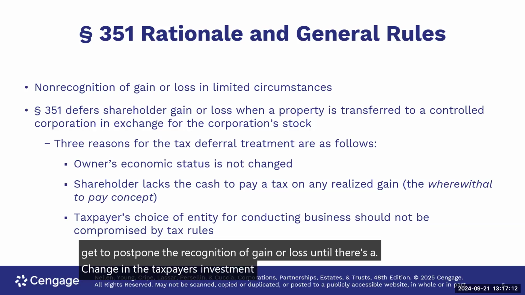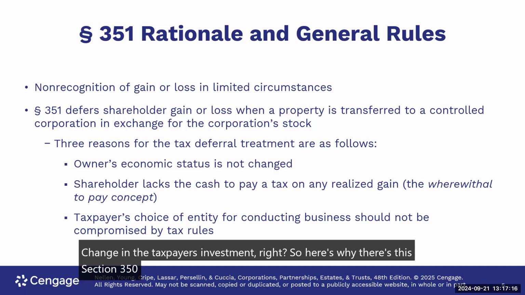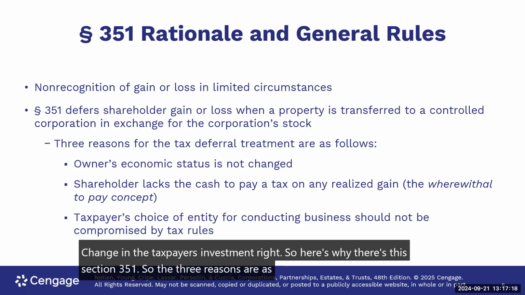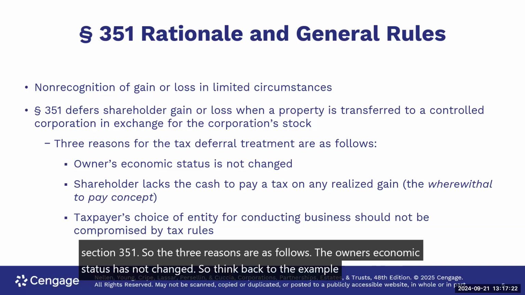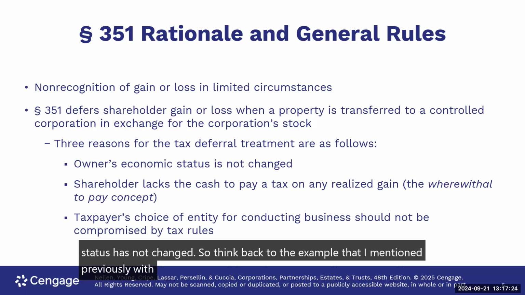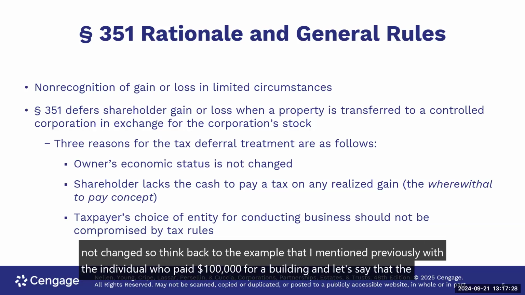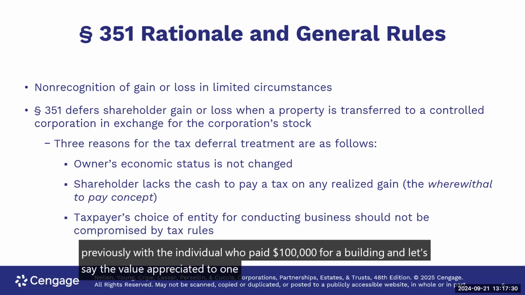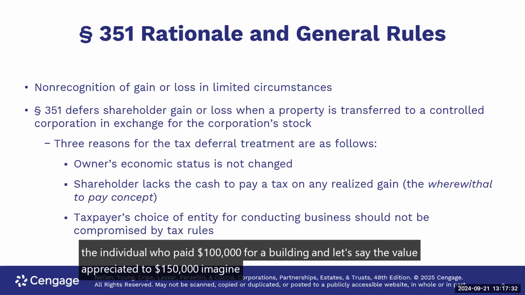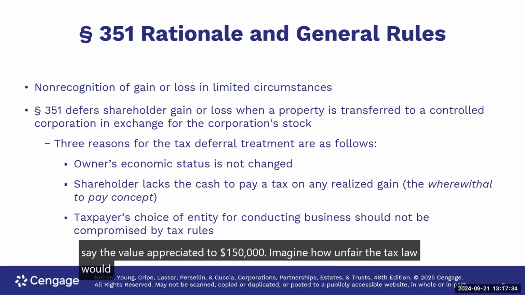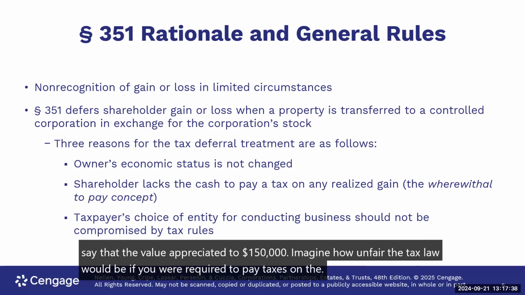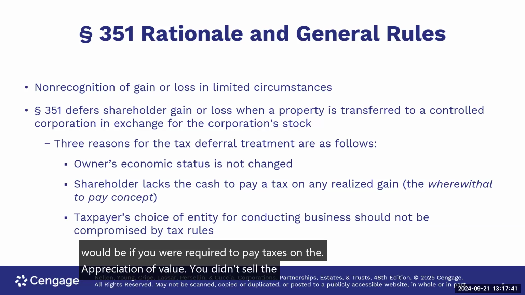So here's why there's this Section 351. The three reasons are as follows. The owner's economic status has not changed. Think back to the example I mentioned previously with the individual who paid $100,000 for a building, and let's say the value appreciated to $150,000. Imagine how unfair the tax law would be if you were required to pay taxes on the appreciation of value. You didn't sell the property. You do not have the wherewithal to pay.